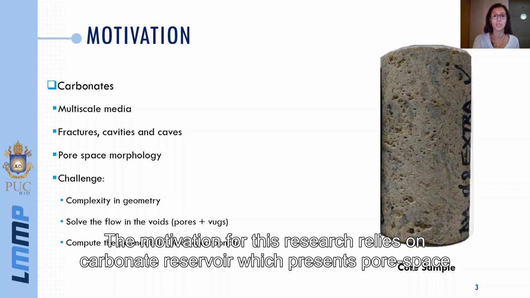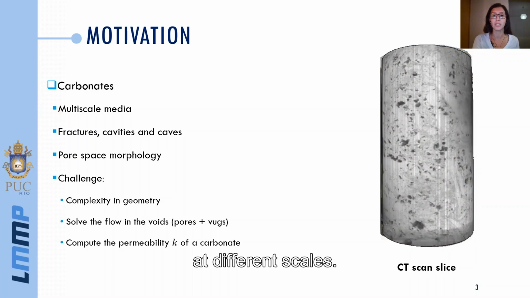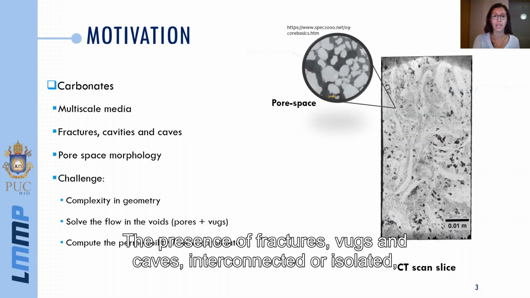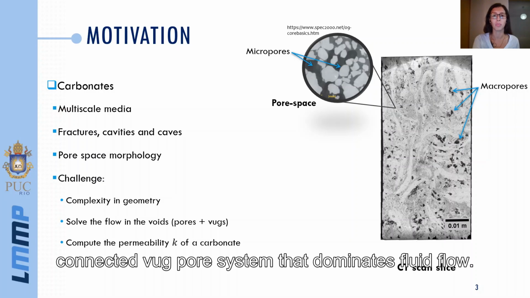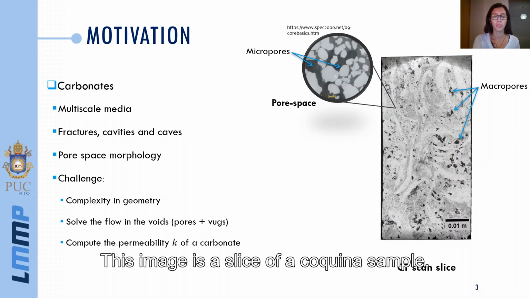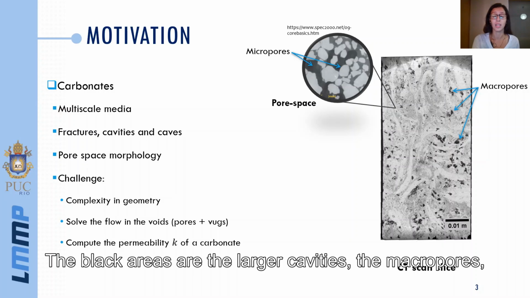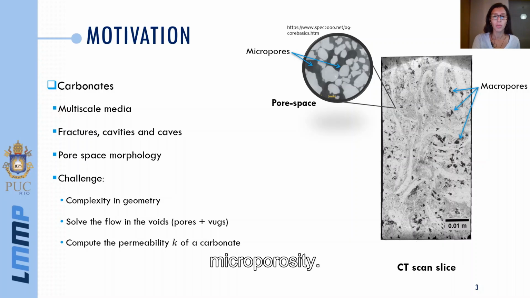The motivation for this research relies on carbonate reservoirs, which present pore space at different scales. The presence of fractures, vugs, and caves, interconnected or isolated, significantly affects the flow characteristics, especially connected vug pore systems that dominate fluid flow. This image is a slice of a coquina sample. The black areas are the larger cavities, the macropores, and the grayscale, the porous matrix with microporosity.